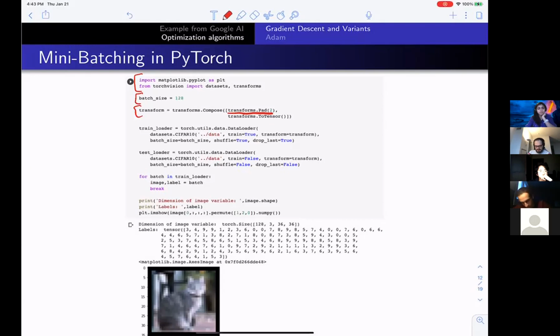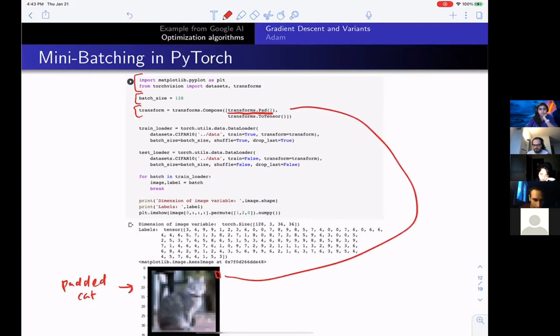So here you can see an example of a padded cat, right? Do you see the cat? It's a very nice cat. I picked the image that I like the most from the CIFAR10 dataset. It was a cat. So you can see here the black pixels, right? These dark pixels are just zeros which are being padded due to this line.